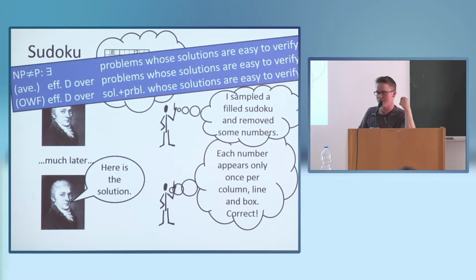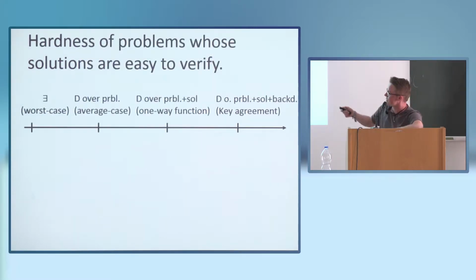One-way functions are, again, a distribution over problems, but together with their solution. So say you sample a random filled-in Sudoku. This is the input to your function. Then you take out a couple of numbers, and that's the image of your function. And then, because you have the solution of the Sudoku, you can solve it later. So we have worst case problems.